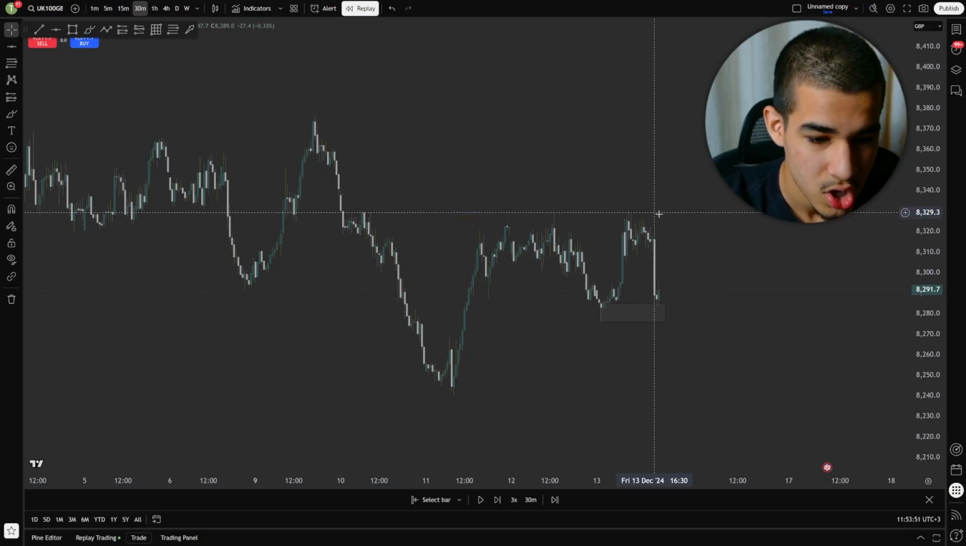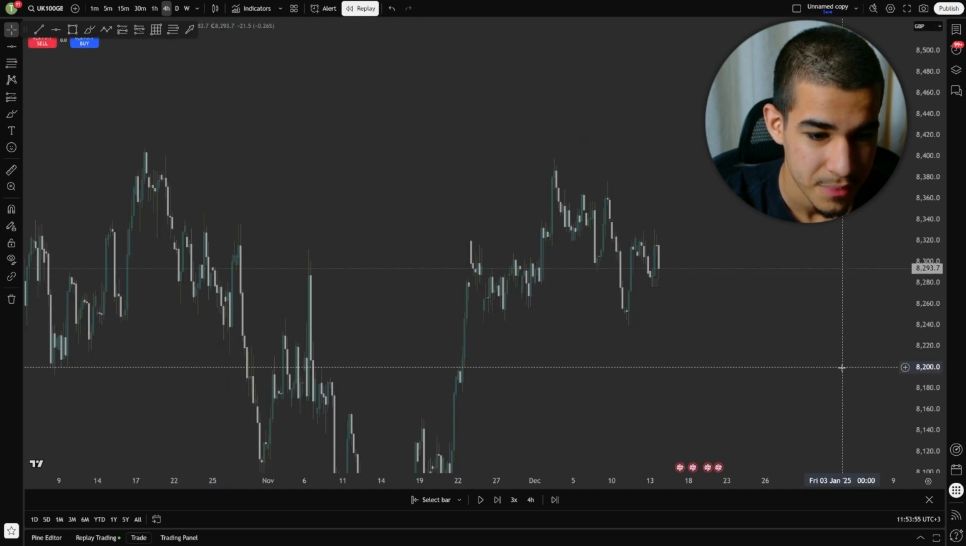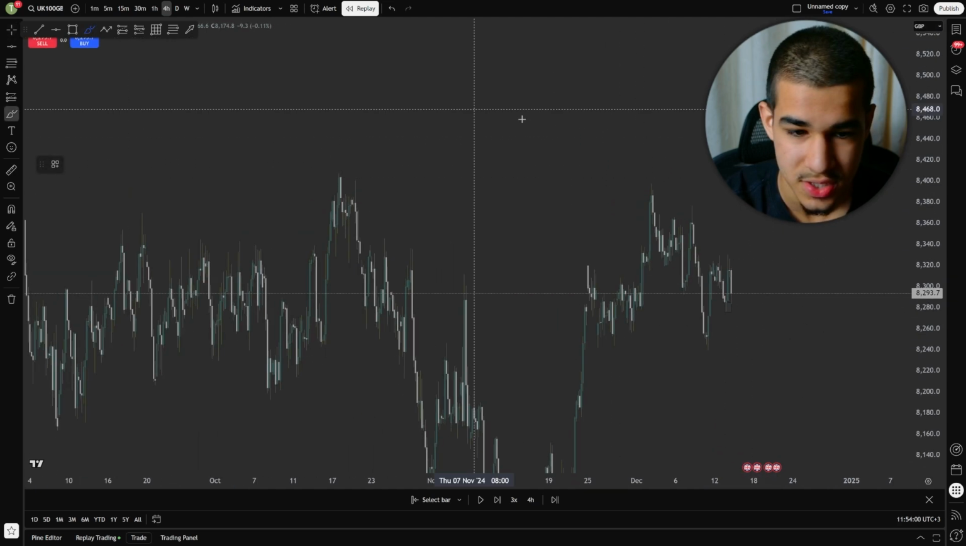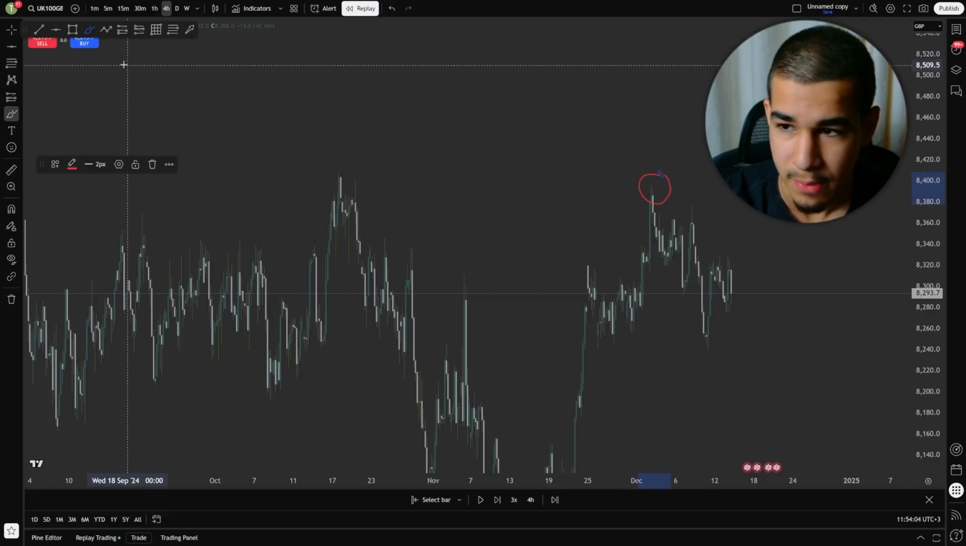Now what are trend shifts? If I go on a higher time frame like the 4-hour and I zoom out and I see where we reacted from, as you can see, we came all the way up here from a bullish trend and then we started moving bearish from that.